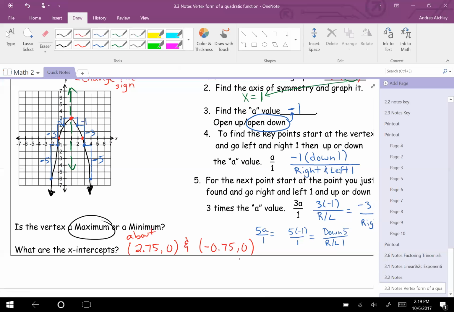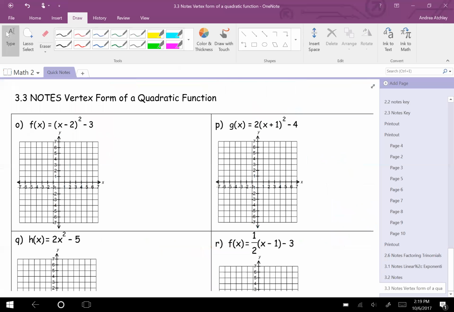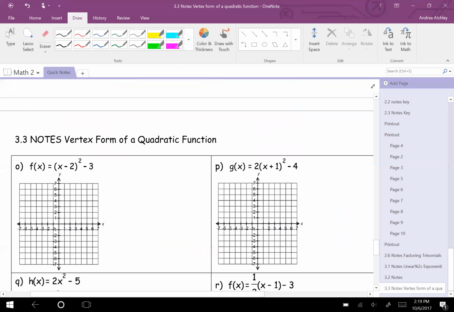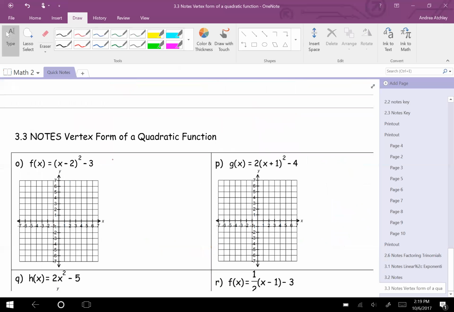Okay, let's try this next one. Okay, we want to start with the vertex. Everyone write down the vertex for me.